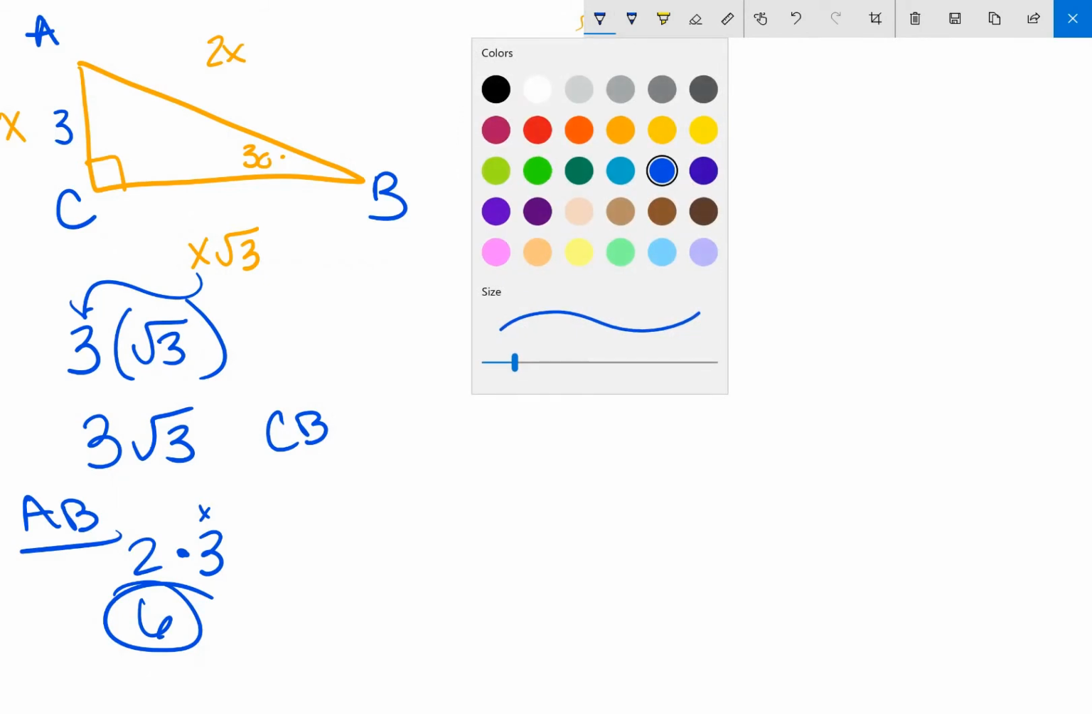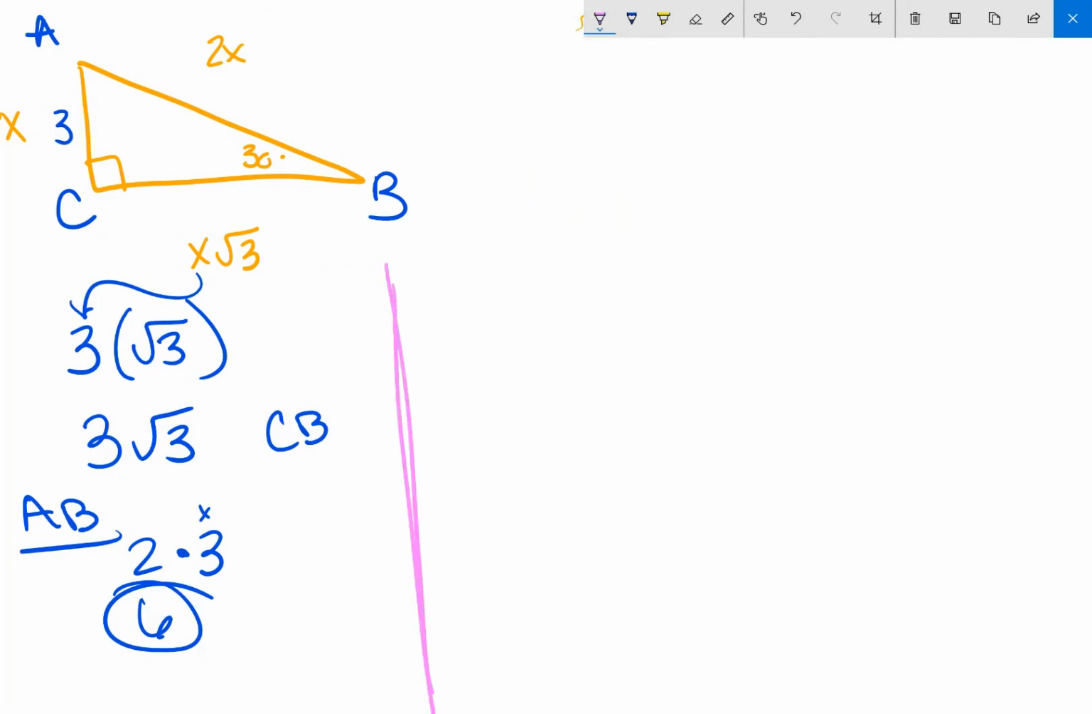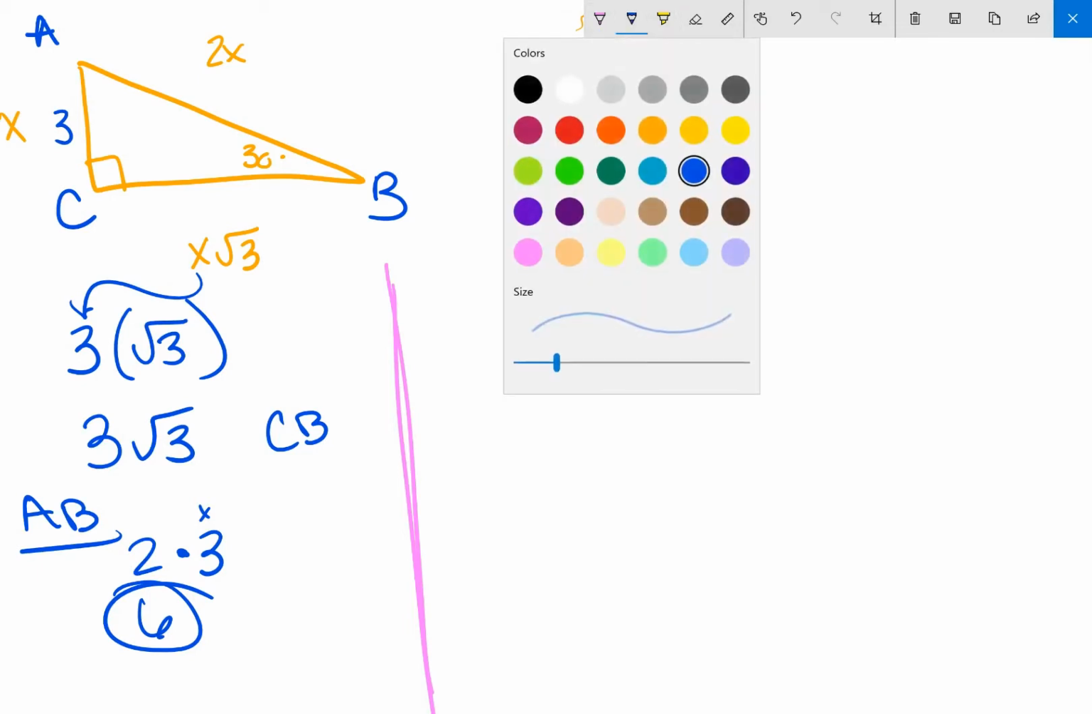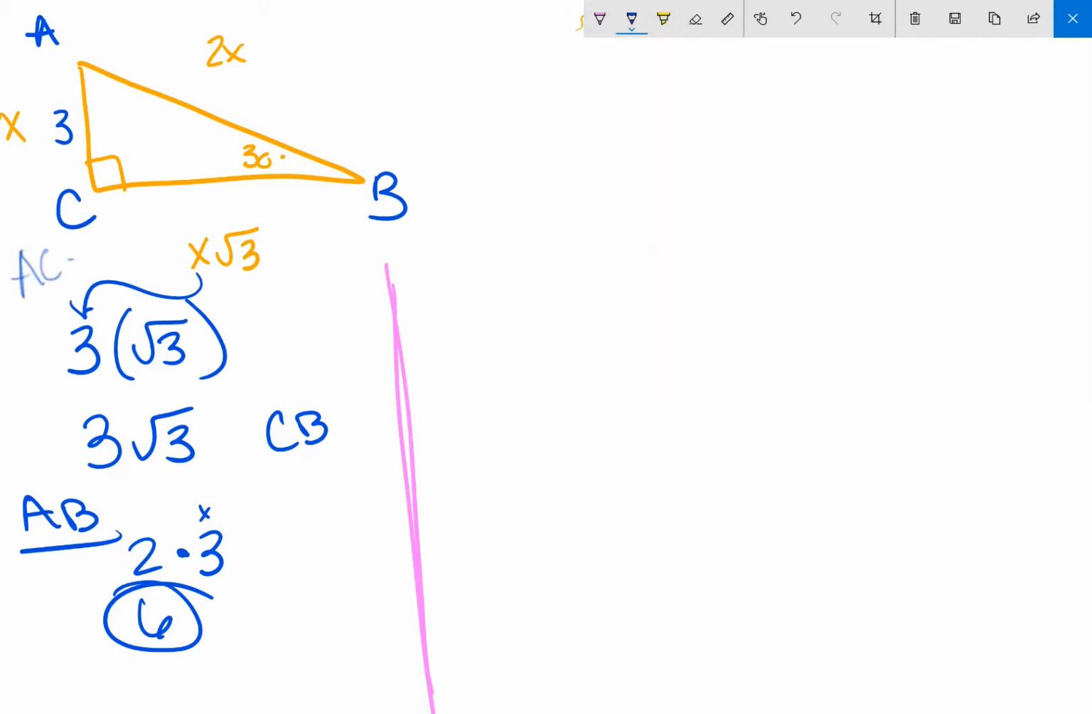Slight variation to this, and I'll be switching colors again. Hopefully it doesn't get too confusing. But let's say instead of that 3, AC equals 3. So we'll just change the values as we need them. The next one, which should probably be the next easiest one, would be if you're given your hypotenuse. So we'll say it's 16.